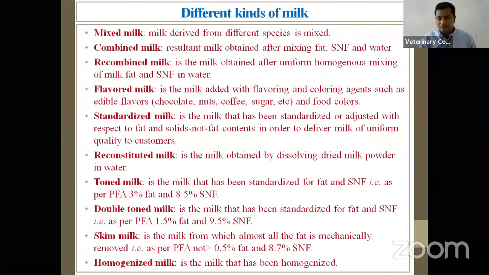Recombined milk is the milk obtained from uniform homogeneous mixing of the milk fat and SNF in the water. That's what the recombined milk is. Flavored milk is the milk which has been added with the permitted food grade flavors. There are different kinds of flavors. Dozens of flavors are available in the market. Standardized milk is the milk whose fat and SNF has been adjusted mechanically.